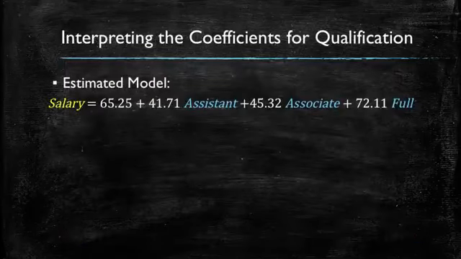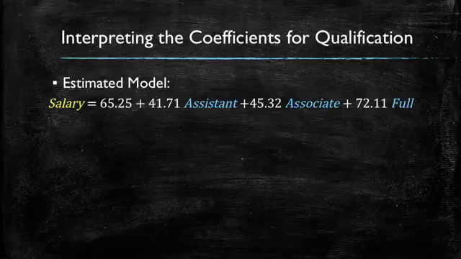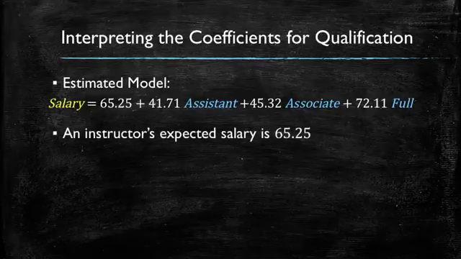So once again, if this is our estimated model and we would like to know, for example, what is the expected salary of an instructor, that would imply that all the other 3 dummy variables for the ranks are zeros and we are only left with the intercept, so the expected salary of an instructor is 65.25.